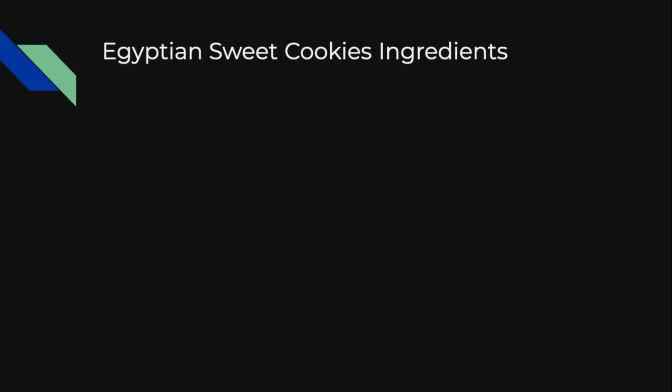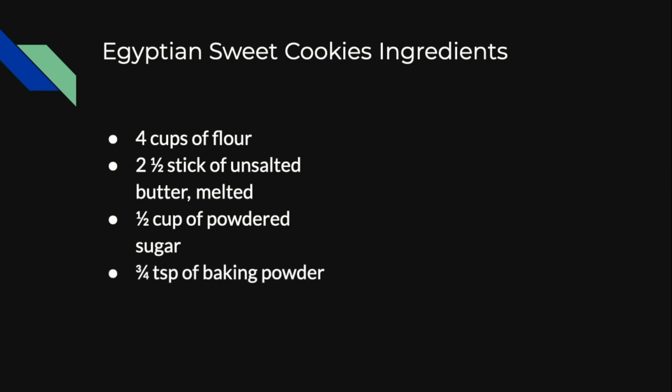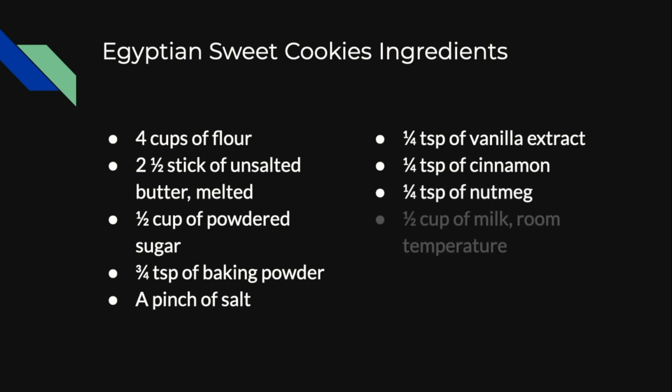But what I'm going to show you right now is a more modern Egyptian recipe. Egyptian sweet cookies. So here we go. If you'd like to try making this yourself along with me, you're going to need a few things. 4 cups of flour, 2½ sticks of unsalted butter, melted, 1½ cups of powdered sugar, 3/4 of a teaspoon of baking powder, a pinch of salt, 1/4 of a teaspoon of vanilla extract, 1/4 teaspoon of cinnamon, 1/4 teaspoon of nutmeg, and 1/2 cup of milk, room temperature.